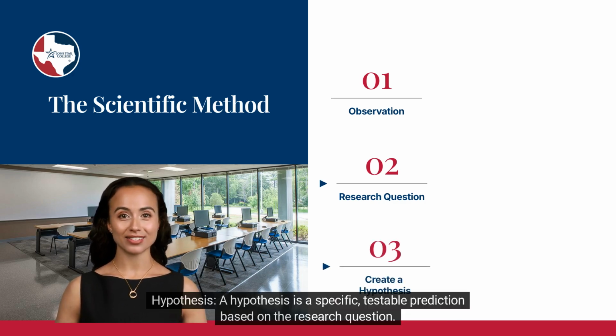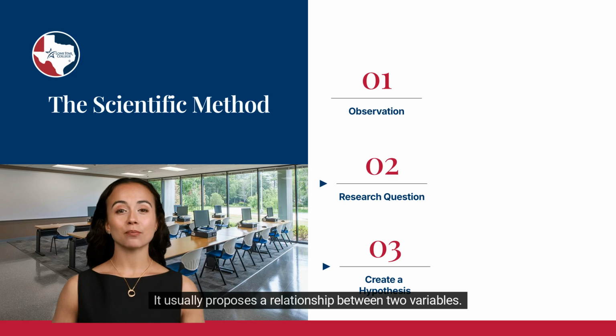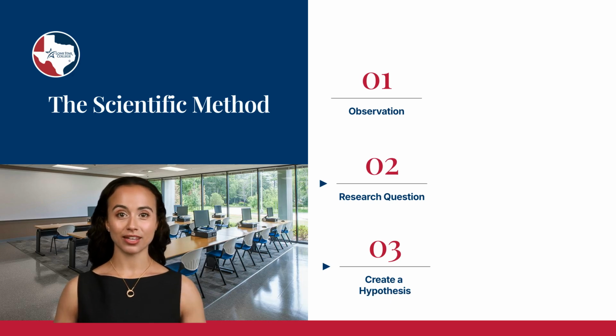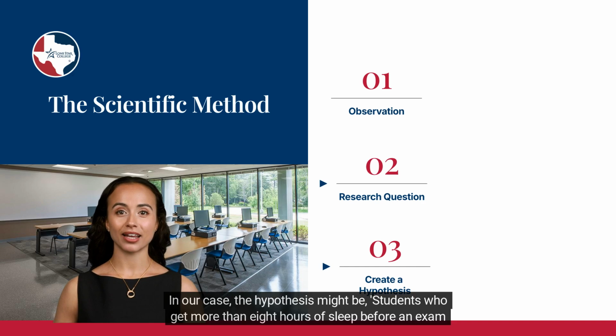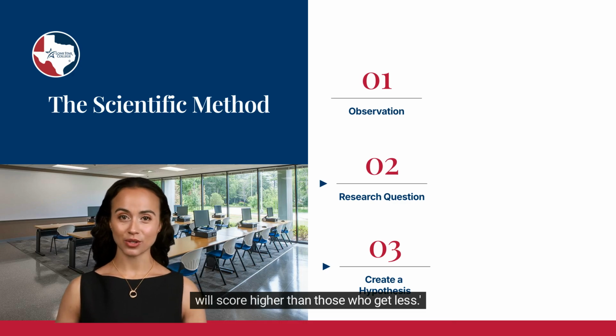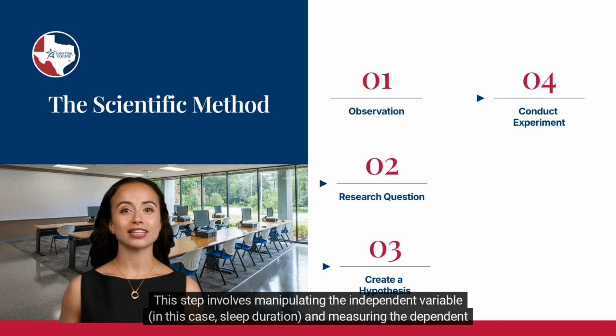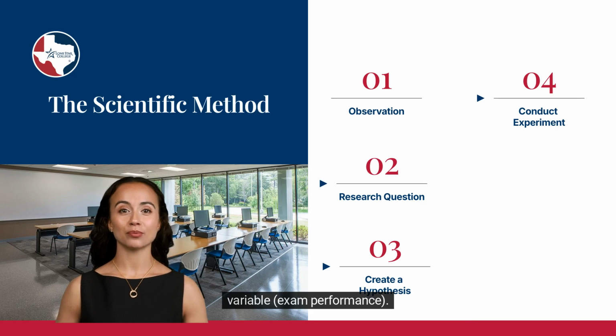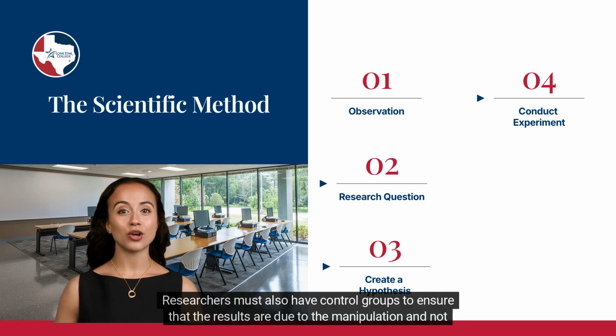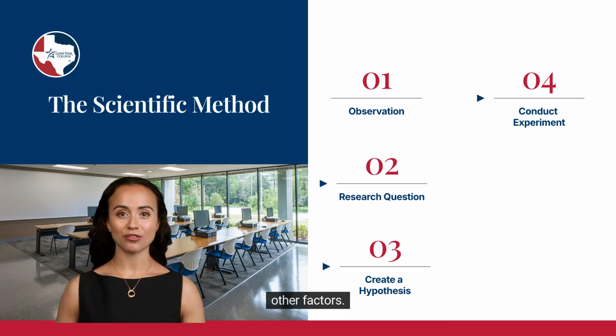Hypothesis. A hypothesis is a specific, testable prediction based on the research question. It usually proposes a relationship between 2 variables. In our case, the hypothesis might be, students who get more than 8 hours of sleep before an exam will score higher than those who get less. Experiment. To test the hypothesis, researchers design an experiment. This step involves manipulating the independent variable, in this case, sleep duration, and measuring the dependent variable, exam performance. Researchers must also have control groups to ensure that the results are due to the manipulation and not other factors.